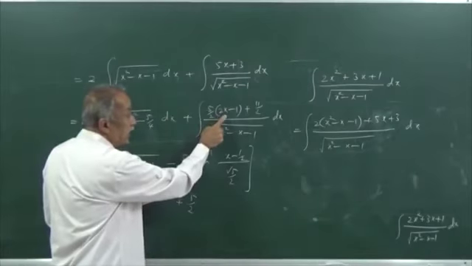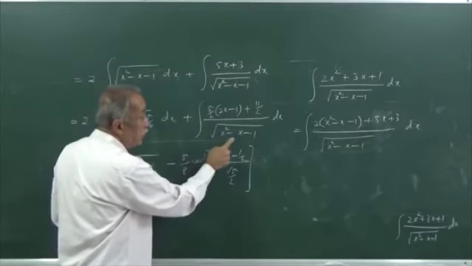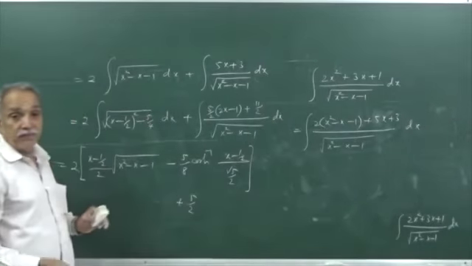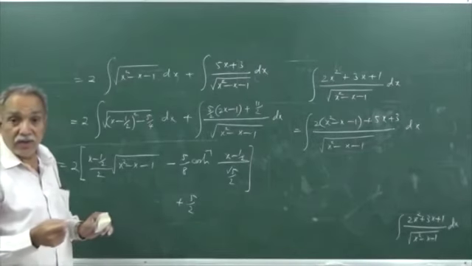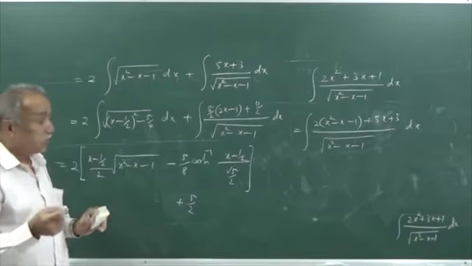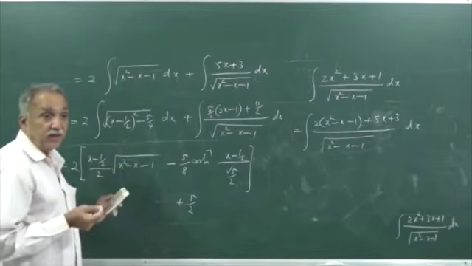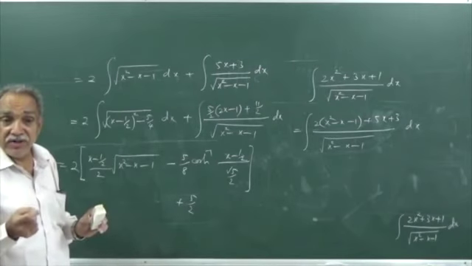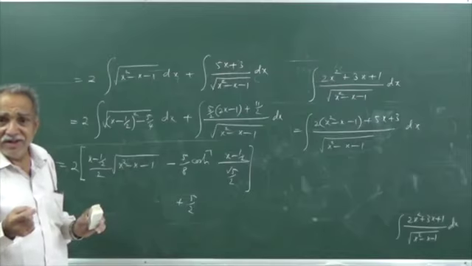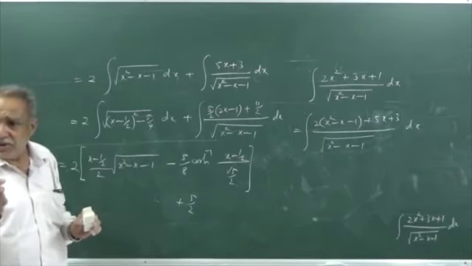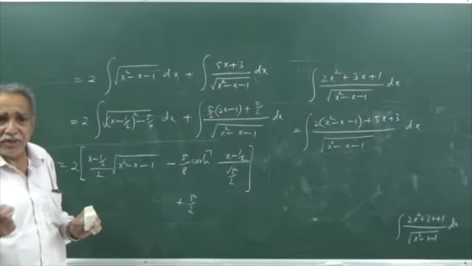integral of 2x minus 1 divided by root of x square minus x minus 1 into dx. Simply, yes, root of x square minus x minus 1. Don't you get some numerical coefficient with it? I think you get some 2, whether you get it in the numerator or denominator.